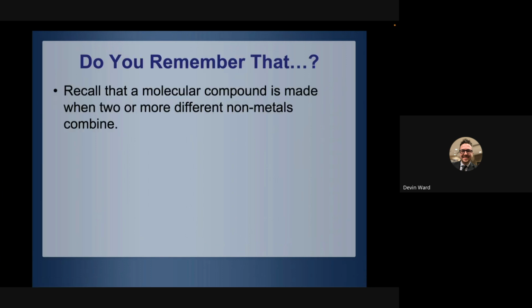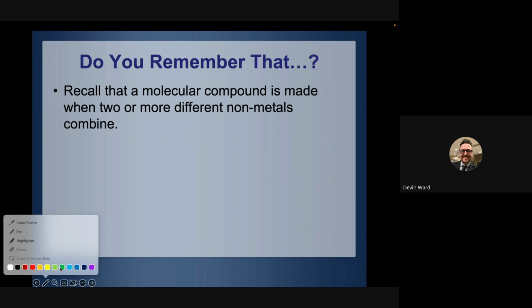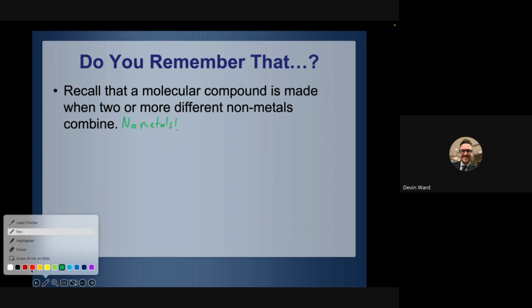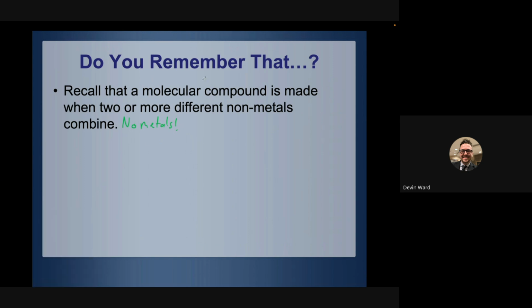Okay, so let's move on now to what you will be tested on: names and formulas of molecular compounds. So remember, when we have 2 or more different nonmetals, we have a molecular compound. So there's no metals. Just do green. No metals. I don't know if green will work. Oh, that's red. I don't like how that looks. Green it is.